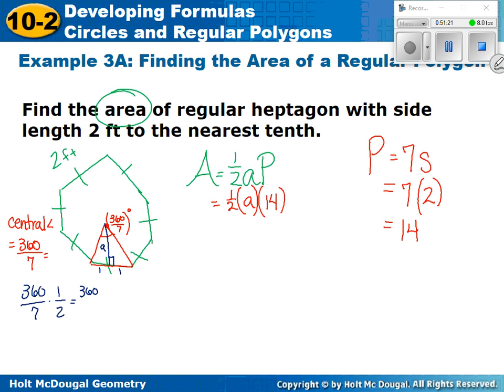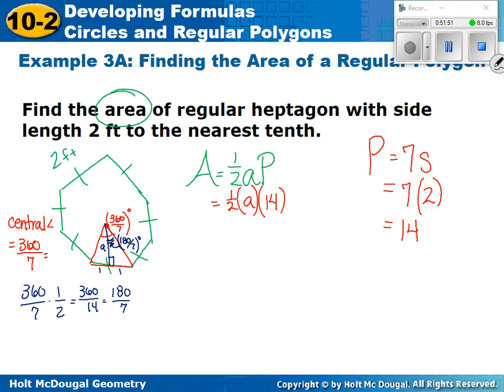360 over 14, which is the same as 180 over 7. Again, it's going to give you a decimal. We're not going to use our rounded answer. We're going to leave it as 180 over 7. It's ugly, but it still works. It's fine. Okay, so now this little angle right here is 180 divided by 7 degrees. And it's not always going to be that ugly of a fraction. I told you this is the hardest one.